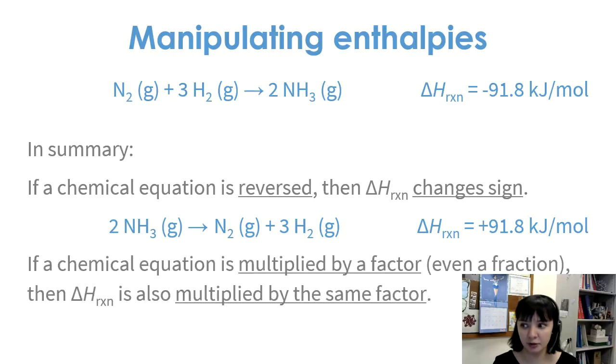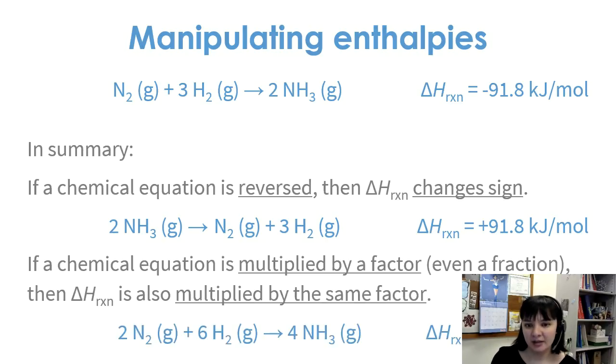Additionally, if I were to multiply this entire chemical equation by some factor, even if that factor is a fraction, basically dividing that equation, then my delta H value also needs to be multiplied by that same number. So if I were to double the entire original equation, make it 2 moles of N2 plus 6 moles of H2 producing 4 moles of NH3, then my enthalpy of reaction would be negative 184 kilojoules per mole, just double what I had before.